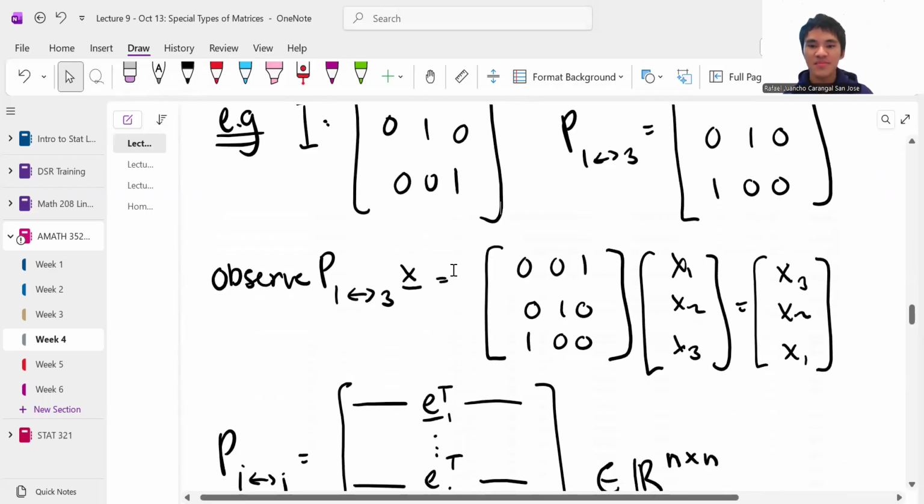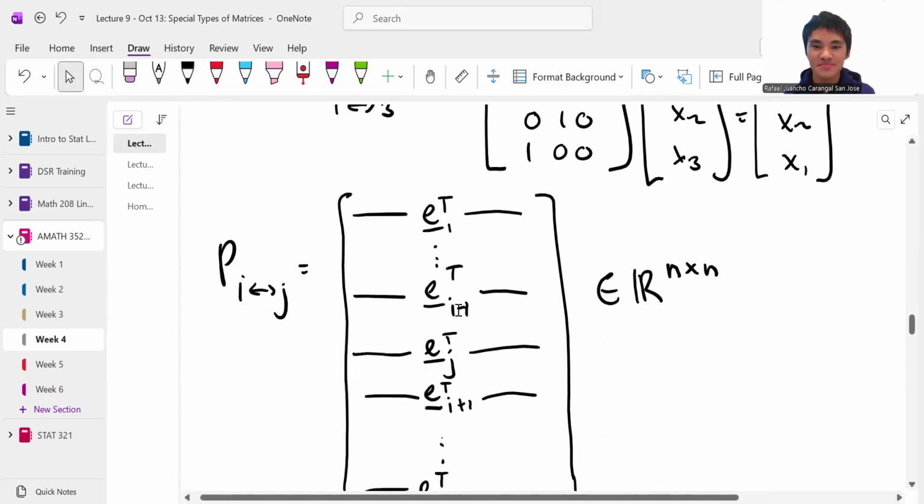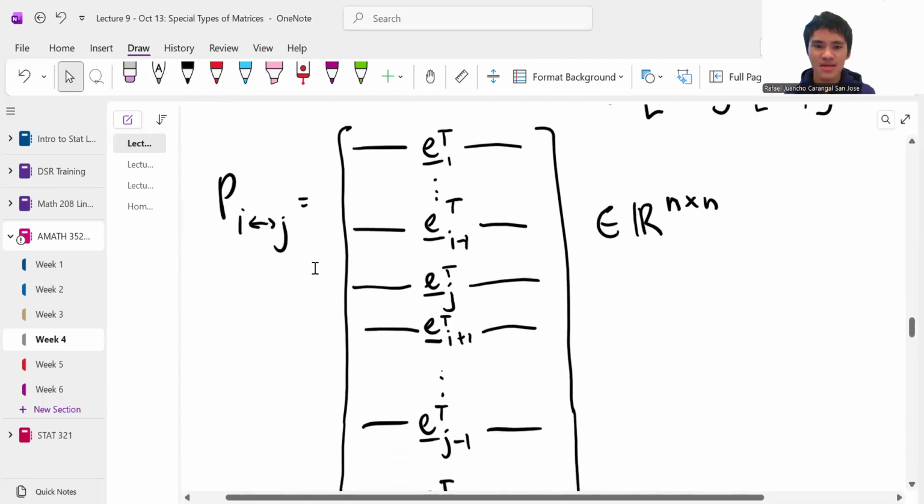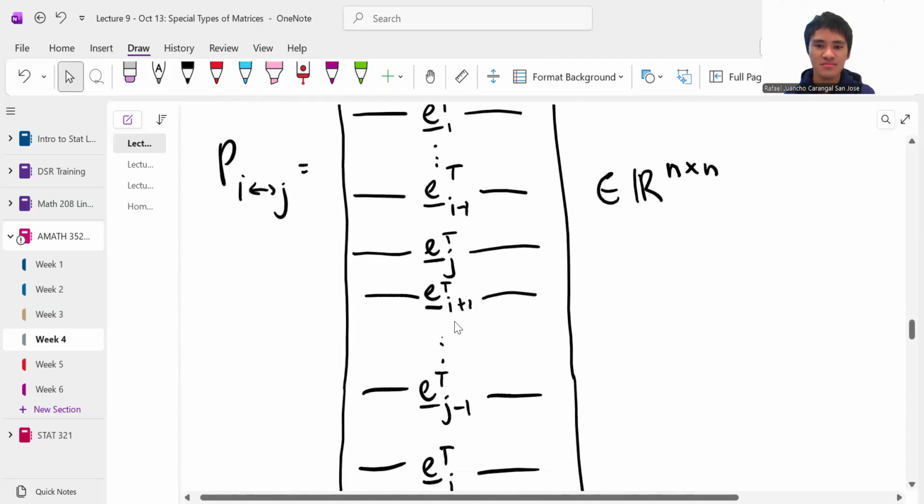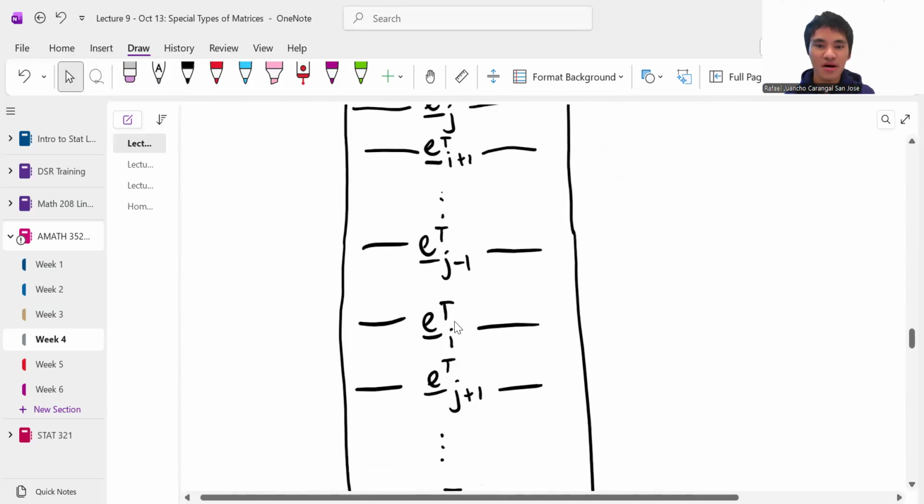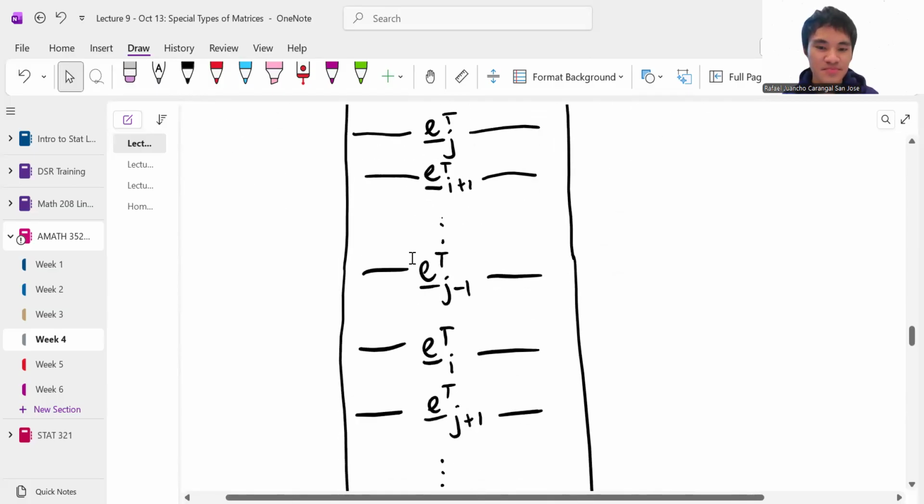Now let's observe what happens when we multiply that permutation matrix by a vector x. Actually, what happens is we switch the roles. So we get this resulting vector that's now in descending order, sub 3 to 1. And so here's a general idea of how we switch it from i to j. But yeah, writing this is way too long. But the idea is that we switch some row by another row.